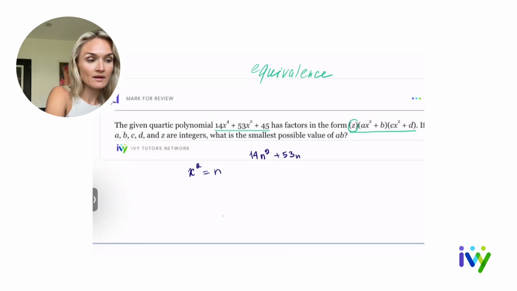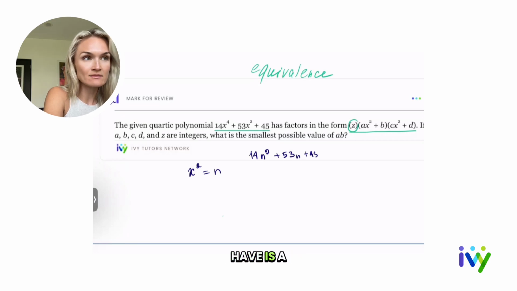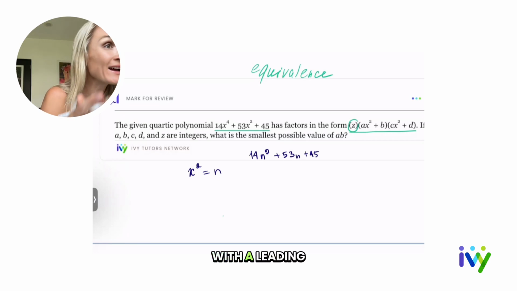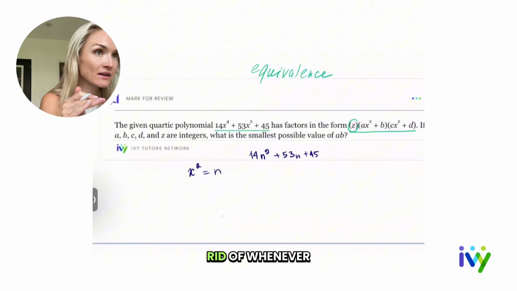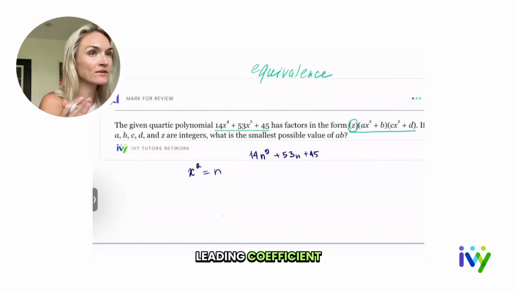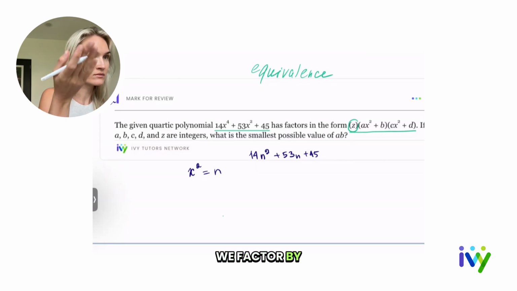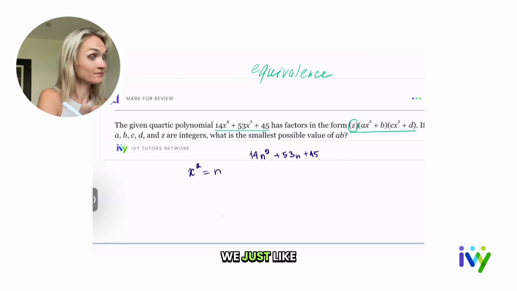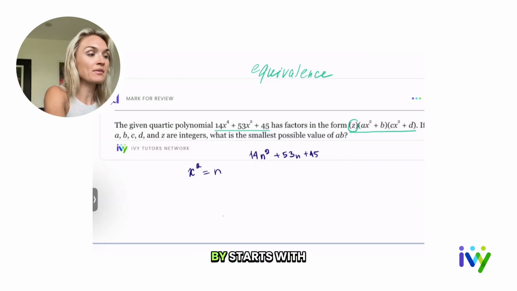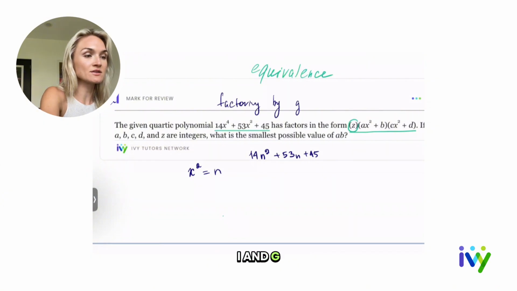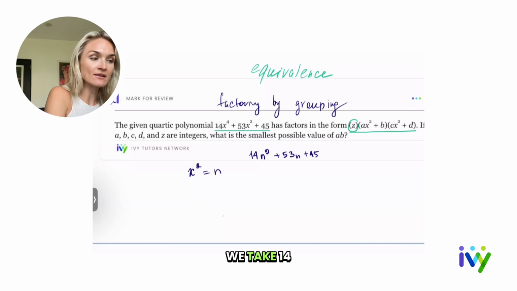Good job. What we now have is a quadratic with a leading coefficient we could not get rid of. Whenever we have a quadratic with a leading coefficient we could not get rid of, what do we do? We factor by... It's called factoring by. Starts with a G, ends with an ing. Grouping? That's right. We factor by grouping. What does that look like? We take 14, we multiply it by 45. What do we get? 630. Good job.